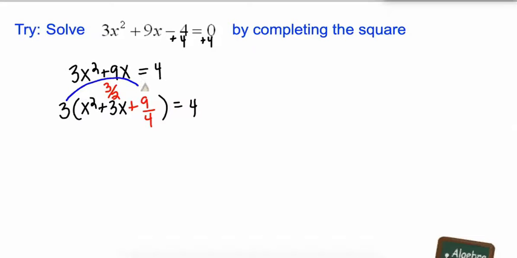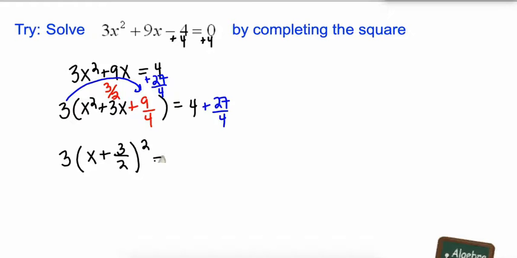Now, when I multiply 3 times 9 over 4, that gives me a positive 27 over 4, which is what I need to add to the right-hand side of the equation. We have 3 times x plus 3 halves, quantity squared, equals, now 4 is the same as 16 fourths, plus 27 fourths is 43 fourths.